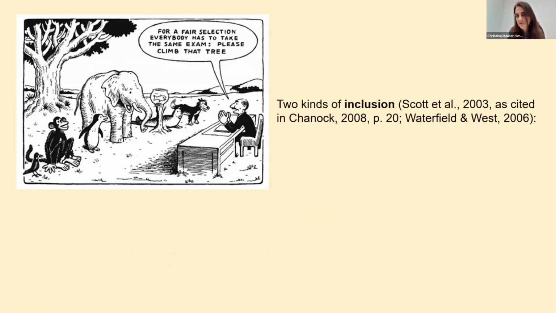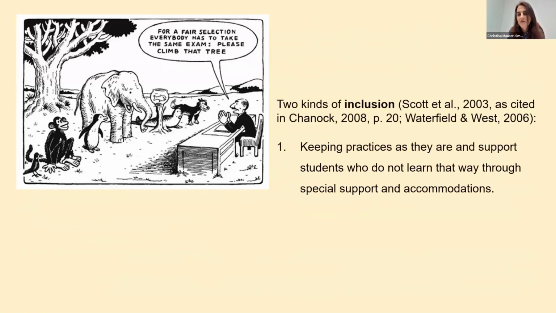There are two kinds of inclusion. The first is keeping practices as they are and always have been, and support students who do not learn that way through special supports and accommodations. And to go back to what I said earlier, we don't always even know who these students are, and we can't. We're not supporting them necessarily with accommodations, and when we do, you could argue that it still isn't fair.